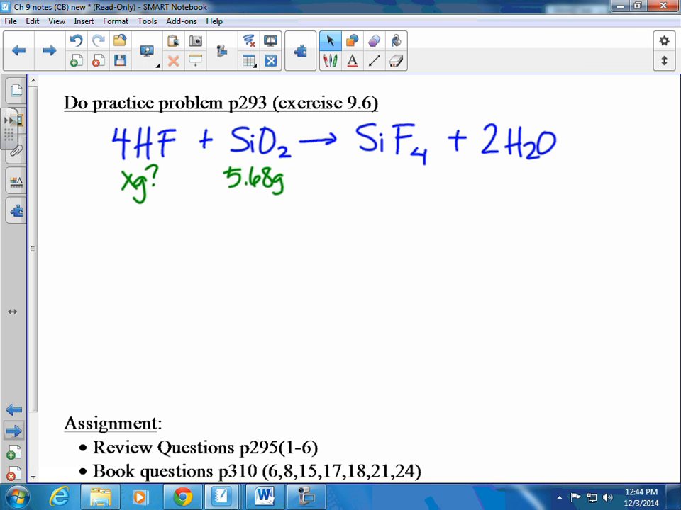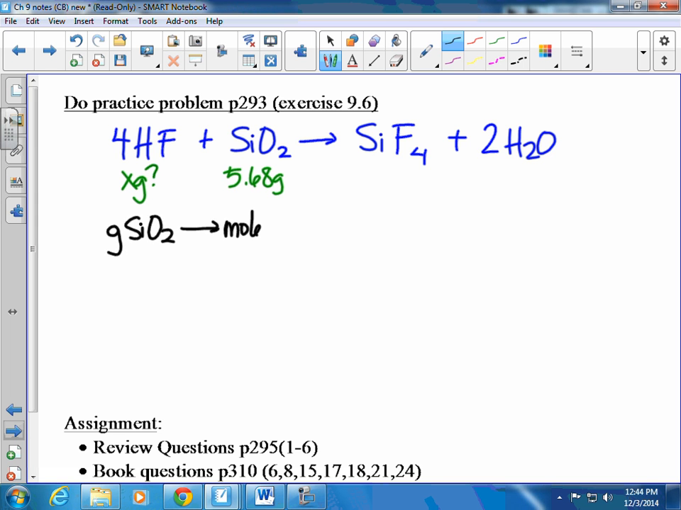So my mole map, I'm going to do the same thing. I'm going to start with grams of silicon dioxide because that's what's given. I'm always going to take my grams and change it into moles. Then to compare silicon dioxide to hydrofluoric acid, I have to do my mole to mole ratio. So that will be moles of hydrogen fluoride. And then I'm going to finally get to grams of hydrogen fluoride.